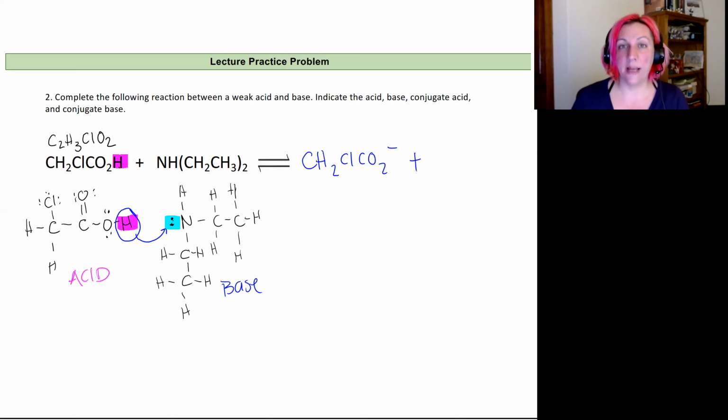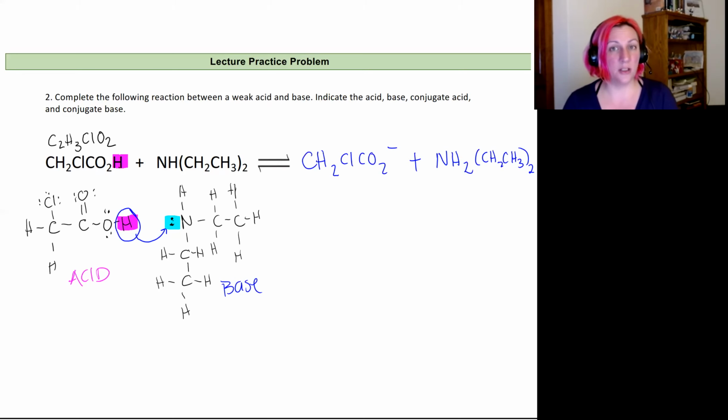So now I'm going to write my base, but I'm going to write it with an extra hydrogen. So that'll be my NH, and instead of NH, I'm going to do NH2. And then I'll put my CH2CH3 twice. And that, again, was a neutral molecule that I've just added a proton to that had a +1 charge. So it's going to have an overall plus charge.